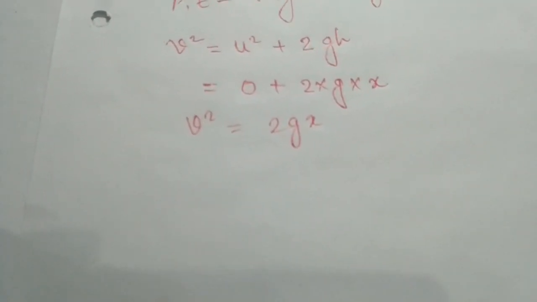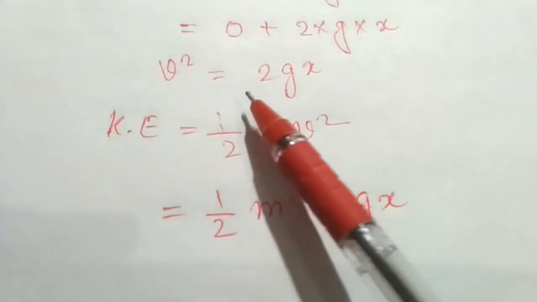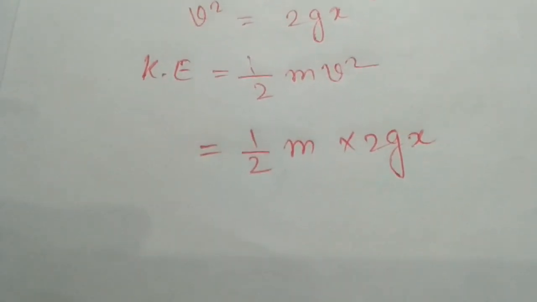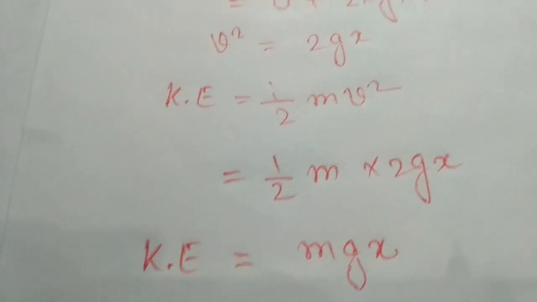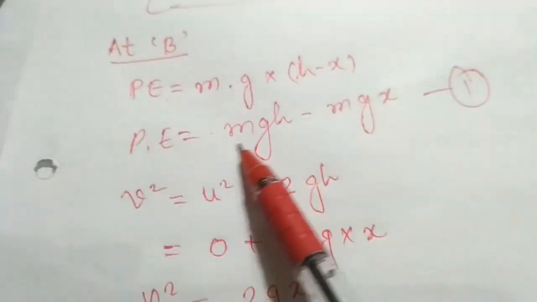Let's calculate the kinetic energy using this equation. On putting the value of v square, that is 2gx here, the 2 will be cancelled. What is the kinetic energy now? The kinetic energy becomes mgx. So this is our kinetic energy and here it is our potential energy.